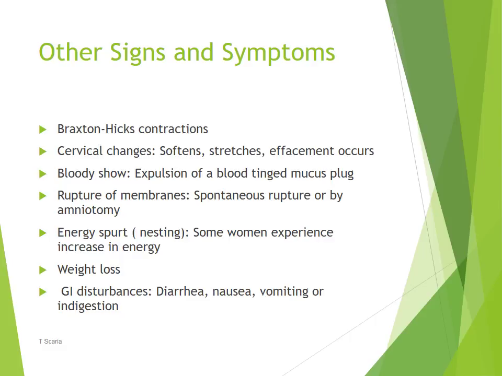Energy spurt, otherwise called nesting. Some women may experience an increase in energy. So you may see them running around, doing things, cleaning house, getting the baby's room or nursery ready. So some women experience this increased energy. Then weight loss. GI disturbances include diarrhea, nausea, vomiting, or indigestion.